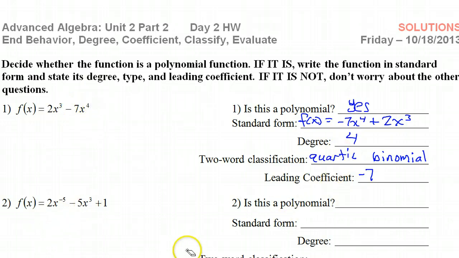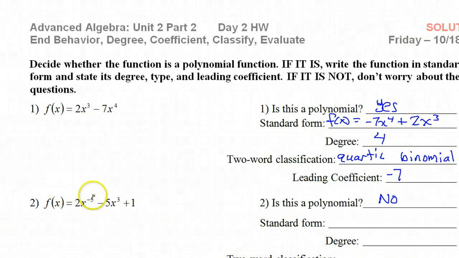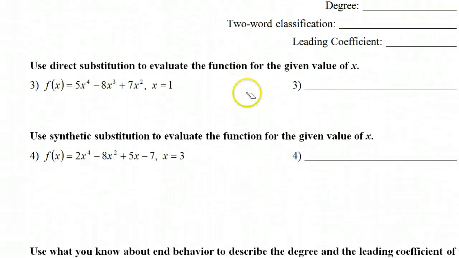Alright, look at number 2. Is this a polynomial? Nope. It's not a polynomial. You can't have negative exponents in a polynomial. So we skip the rest.